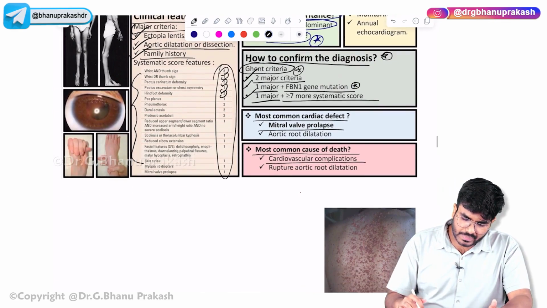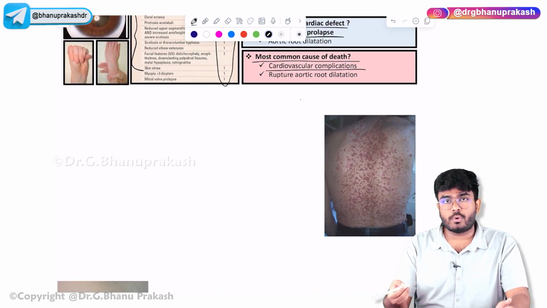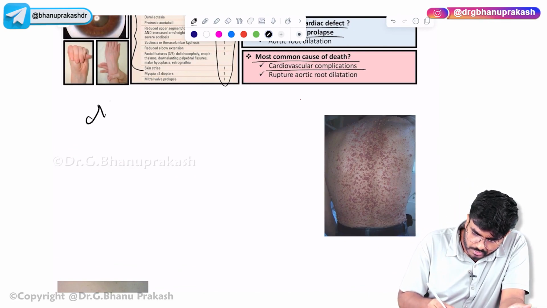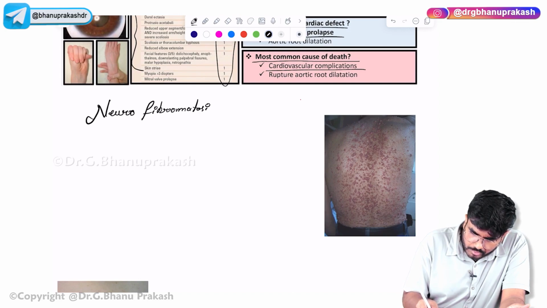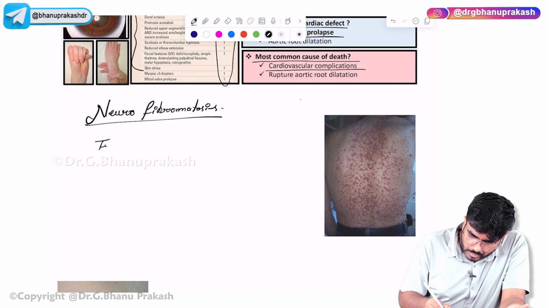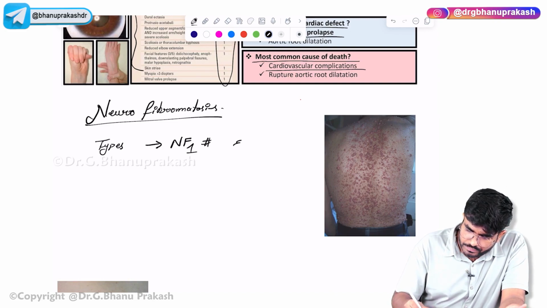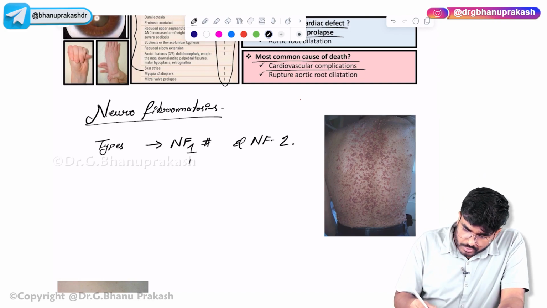Next, after this, let's discuss another important autosomal dominant disorder, that's called neurofibromatosis. So, how many types of neurofibromatosis are there? There are two types. Actually, there are two genes. NF1, neurofibromatosis type 1, and neurofibromatosis type 2.